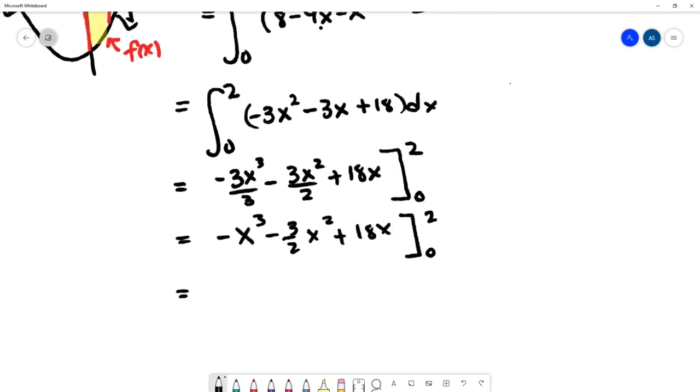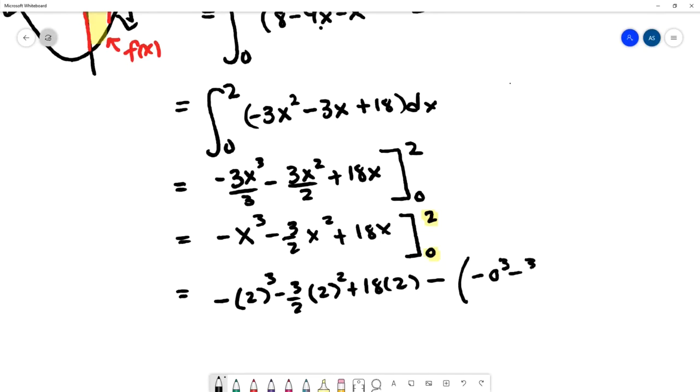So using our fundamental theorem of calculus, we're going to evaluate at the upper bound and evaluate at the lower bound and subtract those two values. Since that lower bound is 0, when we plug in, we'll get 0. So that part is going to be simple to simplify. We have negative 2 cubed minus 3 over 2 times 2 squared plus 18 times 2 minus negative 0 cubed minus 3 over 2 times 0 squared plus 18 times 0. So I guess that all of this is 0.